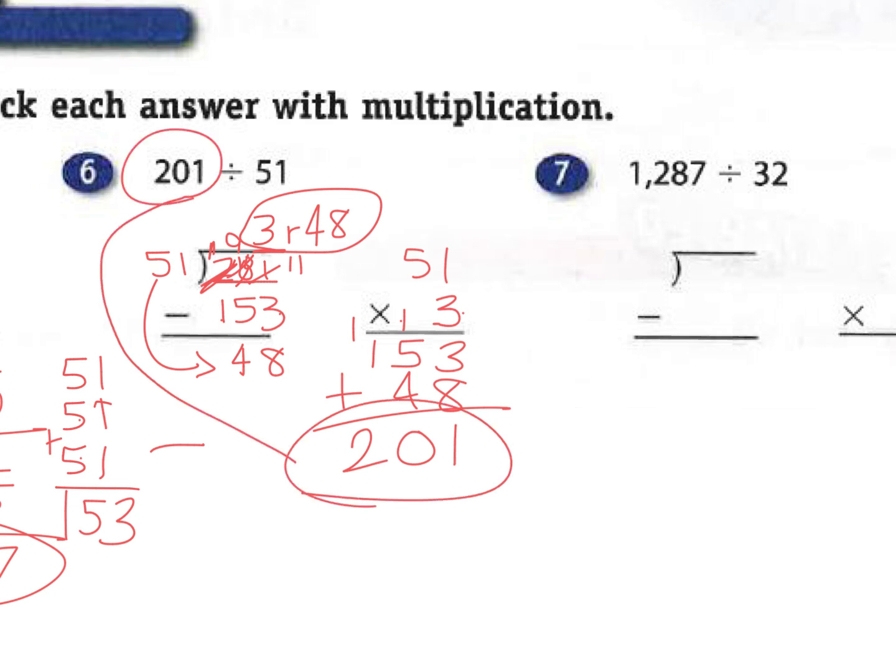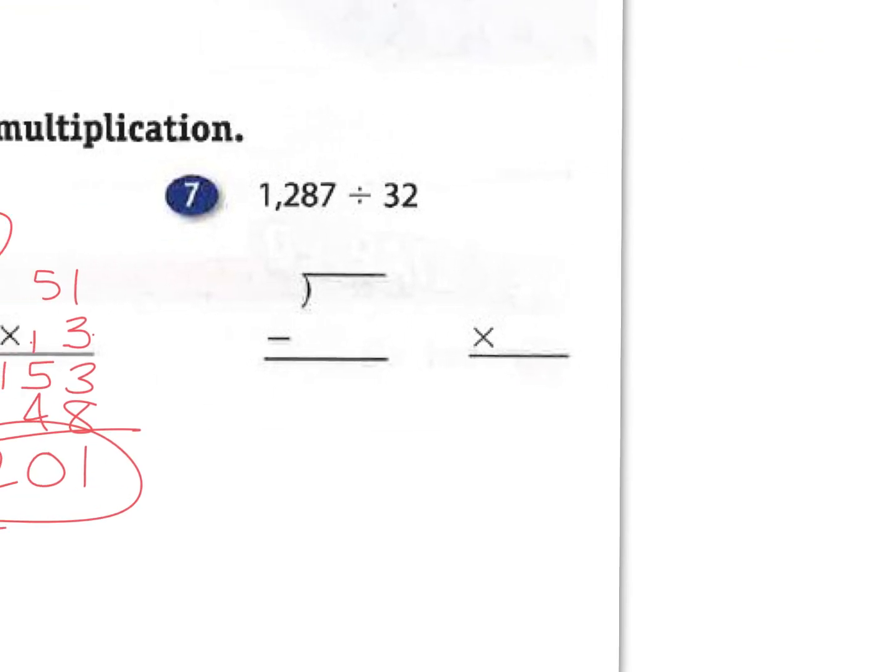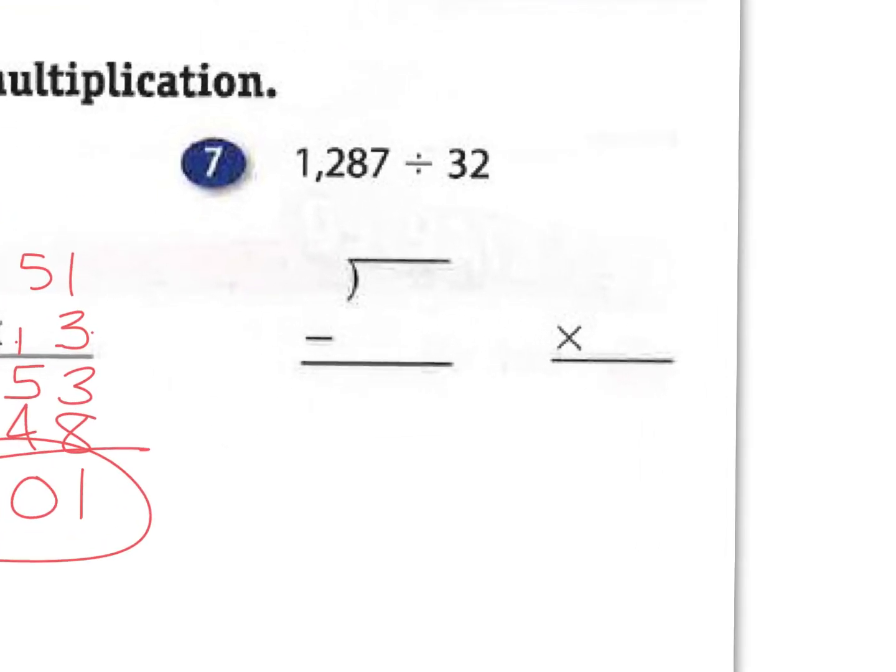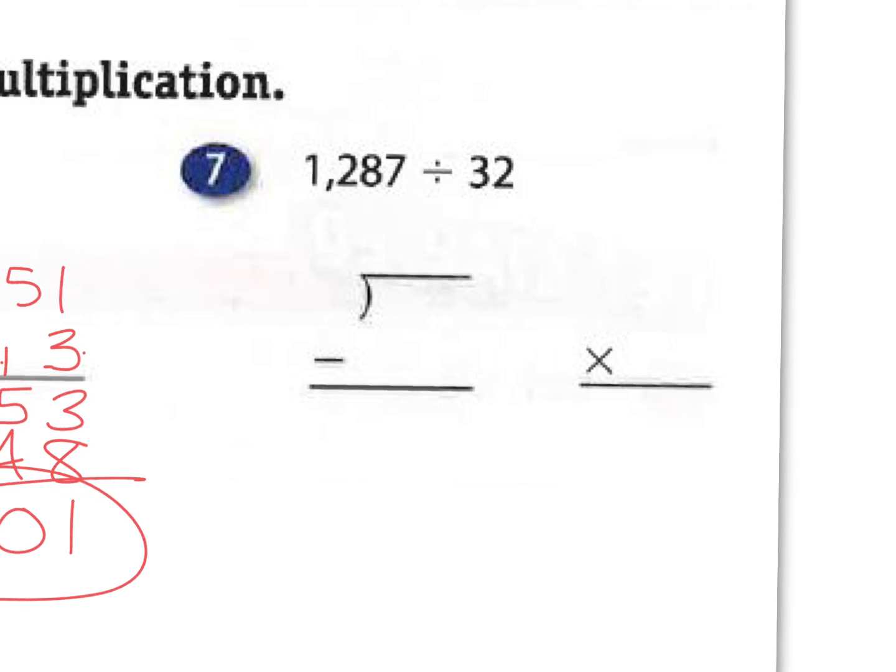Yes, we did. All right, now what I want you to do for this one, you're going to pause the video and you're going to try to do this on your own, and then you can watch the video and check your answer, okay? You should check it anyway by multiplying, but I'll help you set it up first. So you're going to write it in here, 1,287 divided by 32. Okay, so write that in. Now pause the video and try it on your own, and then come back and watch.